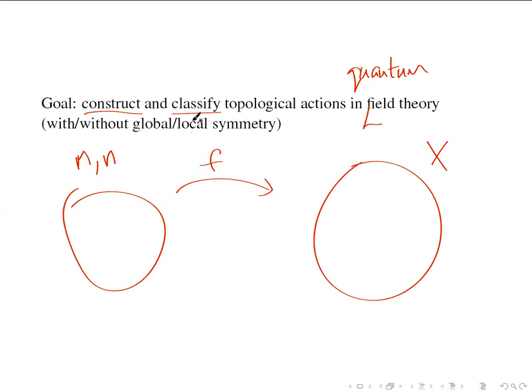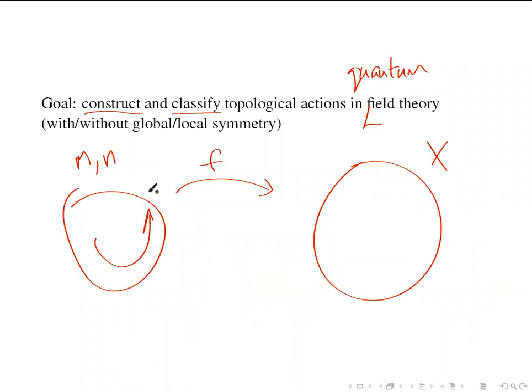And basically the goal is going to be to construct topological actions. And what that means is I'm only going to allow myself one more piece of structure in this setup. And the piece of structure I'm going to allow myself is I'm going to allow the manifold M to have an orientation on it. So there won't be a Riemannian metric or Lorentzian metric. There won't be any spin structure. The only thing I've got is an orientation.